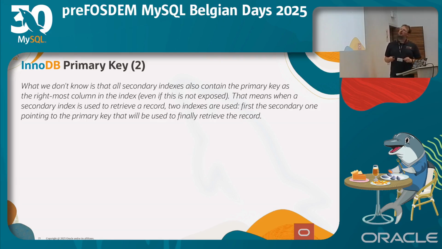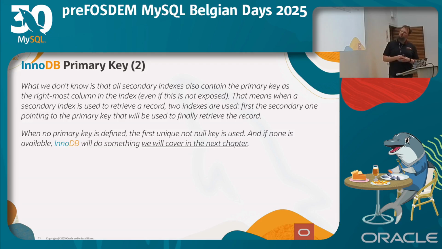This means when we use a secondary index and we do a lookup in the secondary index, we will do kind of two lookups in the indexes. First, the lookup in the secondary index to find the data we are looking for, and then a lookup in the primary key, because in the secondary index we found there is a pointer to the primary key. Okay, so far so good.